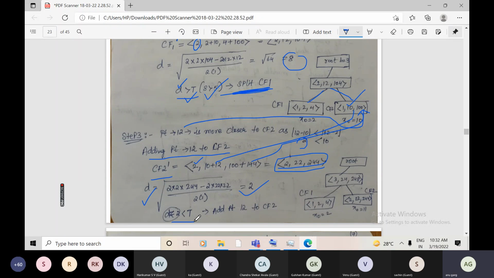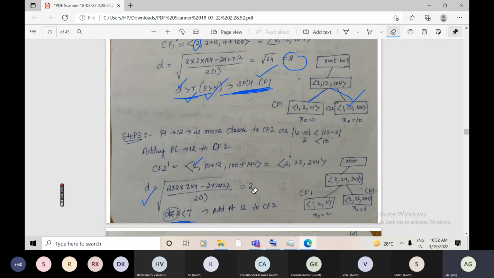Now the diameter is less than the threshold. So when it was greater, we should split. When it is less than, then you should add. So you directly add 0.12 to your CF2. Okay, so in this case, you have added 0.12 to CF2.